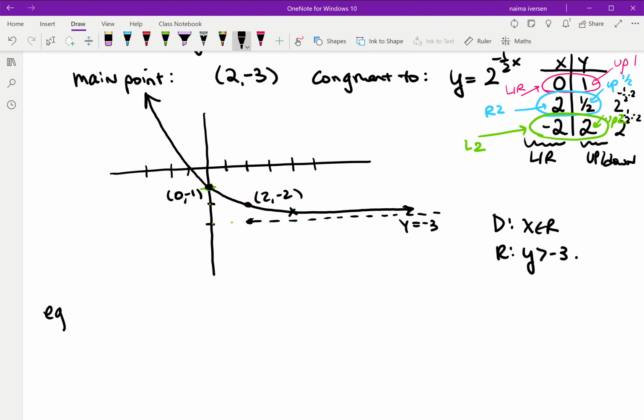I'll do one more just to make sure that you're okay with it. And what we get for this one, let's do y equals -3 to the power of 2x plus 2.